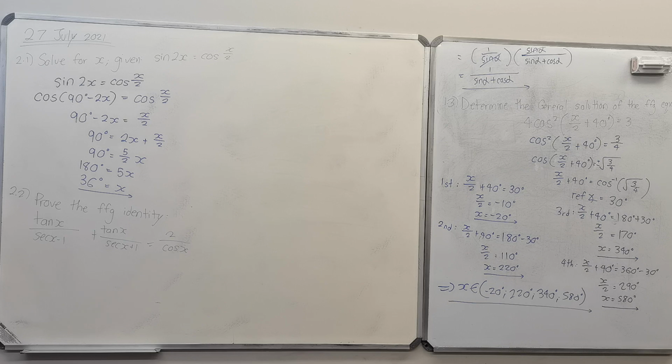Prove the following identity. Tan x all over sec x minus 1 plus tan x all over sec x plus 1 equal to 2 over cos x. So they basically want you to prove that this whole side here is equal to that. This here is not going to simplify any further, right? It's 2 over cos x. There's no need to simplify further.